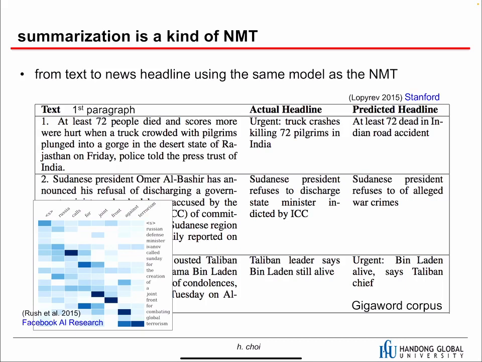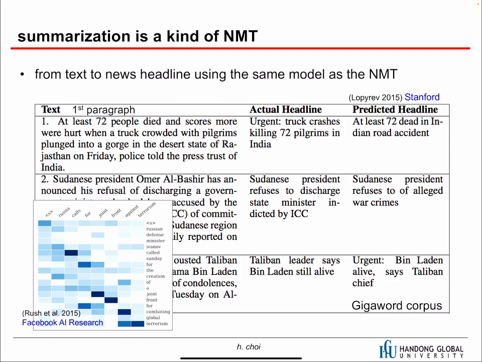And the summarization is a kind of neural machine translation. Before neural machine translation, there was no real summarization. Actually, there were some people trying to summarize text, but back then the summarization was based on just selection of some important sentences from the text. So it was not really summarization.